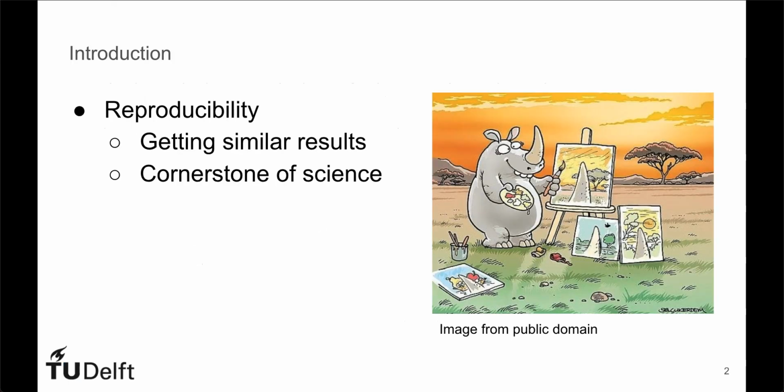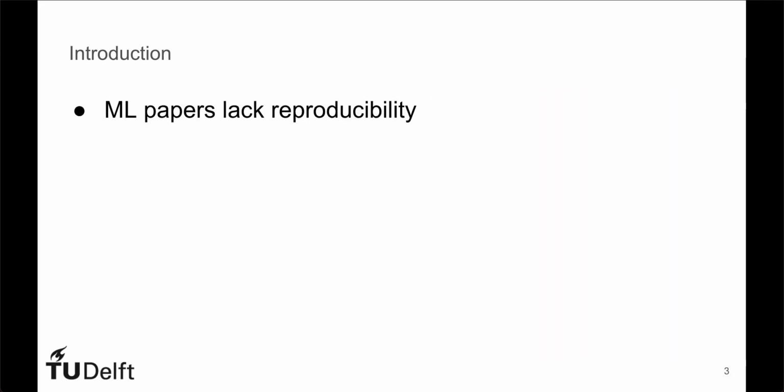Let's start with reproducibility. Reproducibility is to do similar work in the described way and to try to get similar results. Reproducibility is very important for the scientific workflow. However, works in machine learning lack reproducibility. Possible reasons may include a misaligned incentive between reproducing results and short-term users.